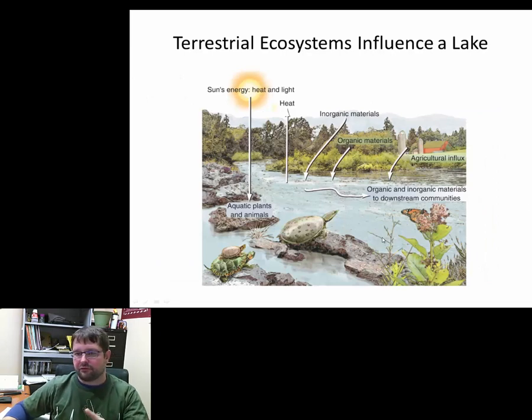Now, terrestrial ecosystems obviously will influence a lake, and they'll influence rivers and streams and things like that, from the point of view that not all the nutrients are self-made. Not all the nutrients occur within that system. A lot of nutrients, a lot of things will be coming from the terrestrial habitat into the system. And that could be things that we don't want, like agricultural runoff, but it also could be really simple things like leaf litter coming in from outside sources. And we'll come back and look at examples of how this can change an ecosystem, how this can change a lake's inhabitants and what's happening in the lake.